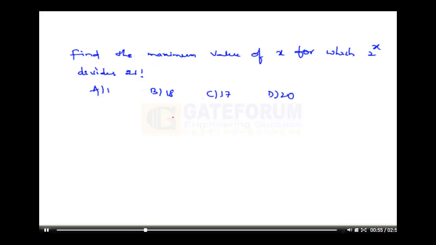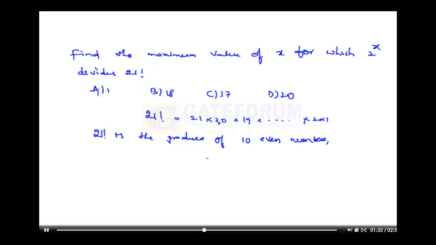Now what we have to do here: given 21 factorial, 21 factorial can be written as 21 into 20 into 19 and so on up to 2 and 1. In 21 factorial we have 21 numbers, and except the 1 we have 20 numbers. Product of any odd number and even number is nothing but an even number. So 21 factorial is the product of 10 even numbers and each of which has a factor 2.